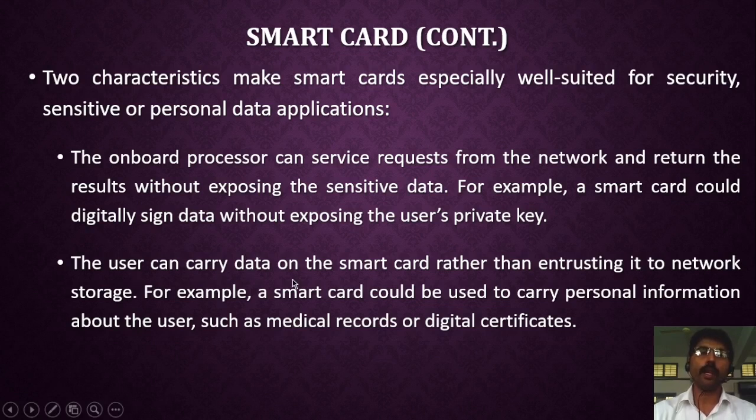The second characteristic is that the user can carry data on the smart card rather than entrusting it to network storage. For example, a smart card could be used to carry some personal information about the user, such as a medical record or digital certificate. If you have some private information and you have to keep it, a small storage space is available in his smart card. He can put his own private information in this smart card, digitally signed. Such features are provided in the smart card.